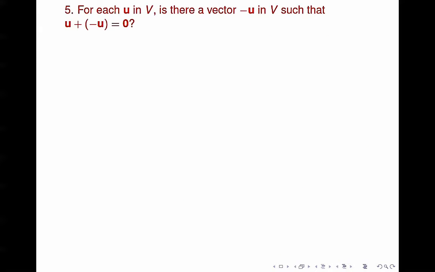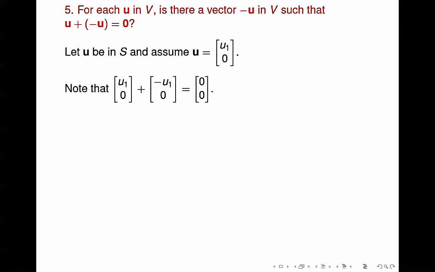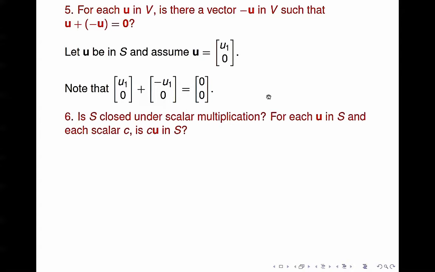Okay, number 5, does each element have an additive inverse? Well, if we start off with a generic element of the set, say u equals (u1, 0), we can add to that the vector (negative u1, 0), and it is in the set. How do we know that? Well, if u1 is a real number, then negative u1 has to be a real number, and we have the second component 0. When we add those together, we get the 0 vector.